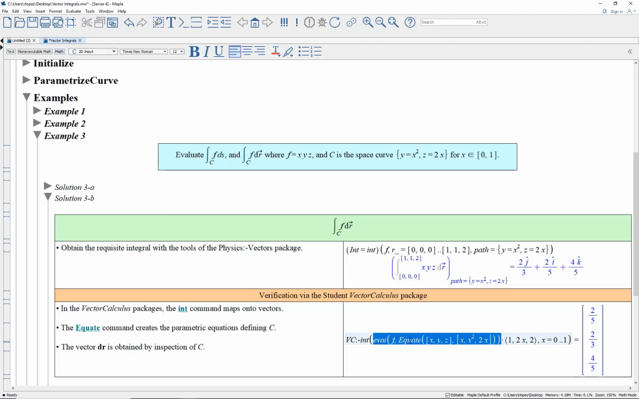So all of this is the integrand for each of the integrals against dx, dy, dz. Remember, x is x, so you get 1. Y is x squared, so you get 2x. Z is 2x, so it's 2. You get this vector of integrals from 0 to 1. And the numbers here, 2/5, that's i. 2/3, that's j. And 4/5 is k.